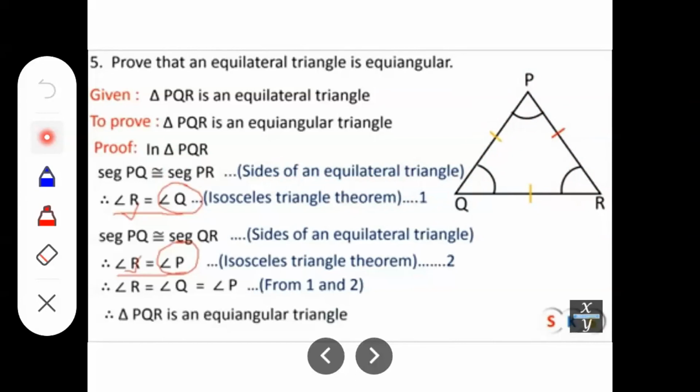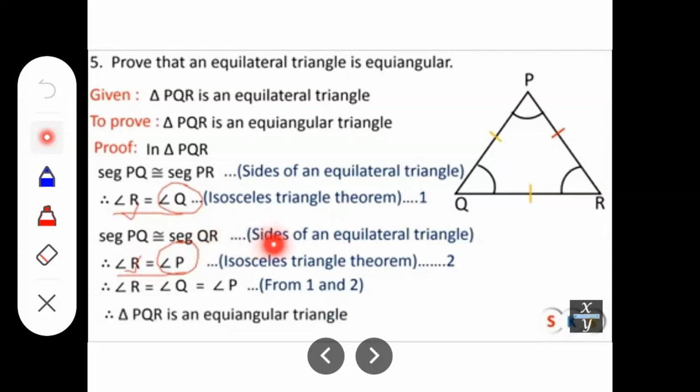Okay, so as the sides are congruent, the angles opposite to them will be also congruent, those will be also of equal measure. And the reason you should write here: isosceles triangle theorem. Mark as equation 1. Now in next step, another pair here, that PQ along with QR is taken.